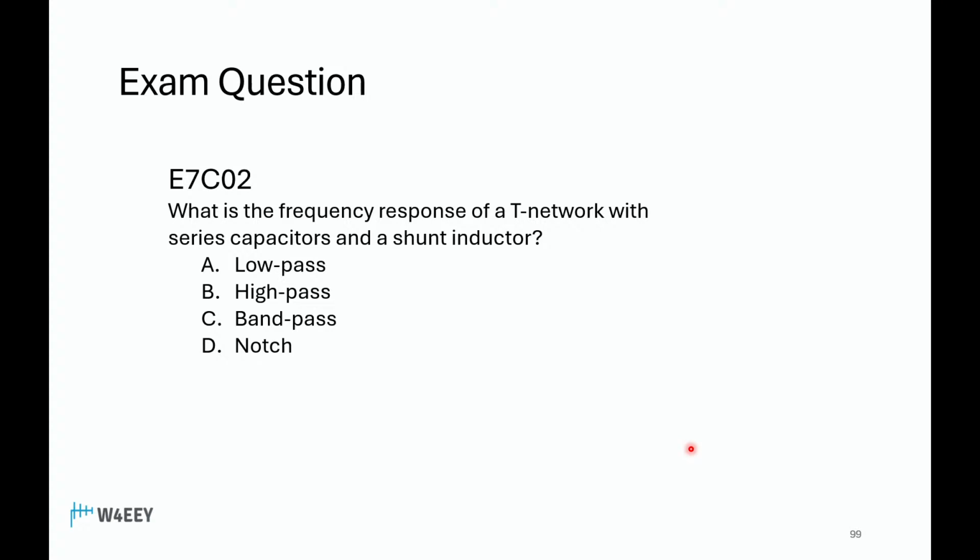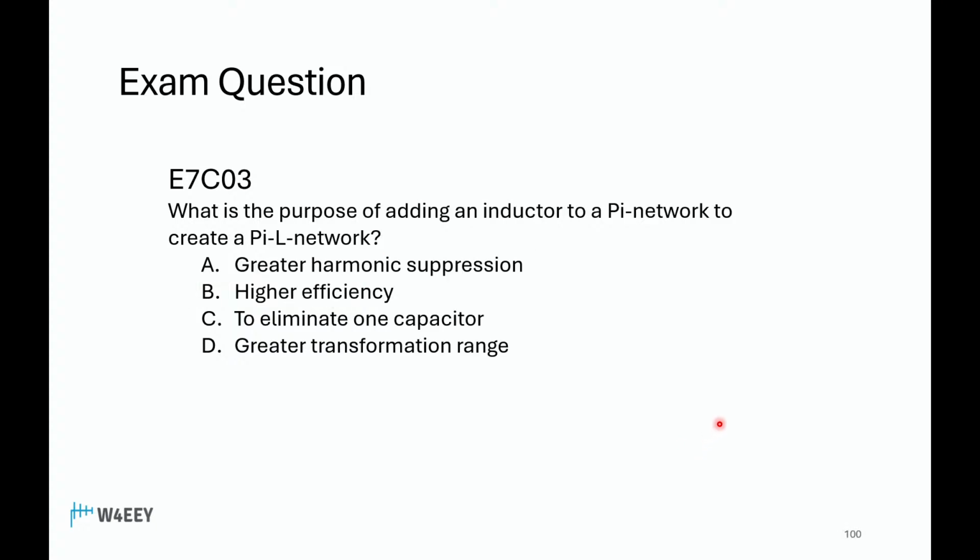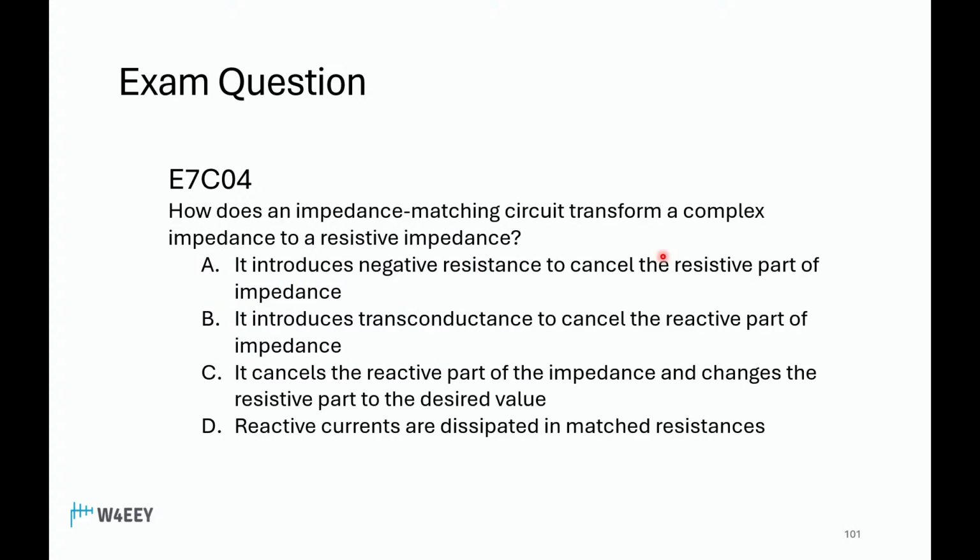What is the frequency response of a T network with series capacitors and a shunt inductor? Same memory trick will solve this for you. High pass, right. Capacitor, hurdles, jumping over it, high pass. What is the purpose of adding an inductor to a pi network to create a pi L network? Alpha. Greater harmonic suppression. See how easy this is? Yeah. Everybody's saying, yeah, right.